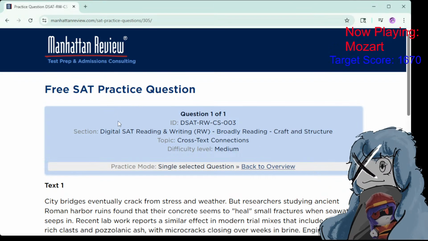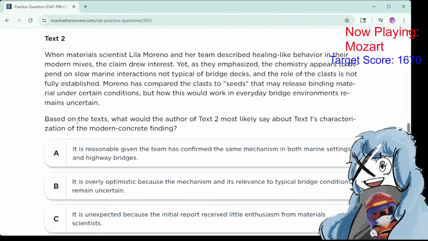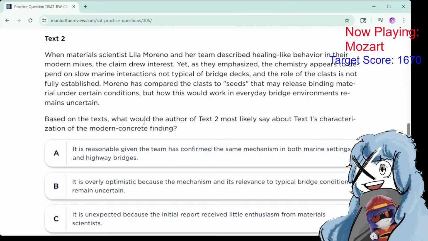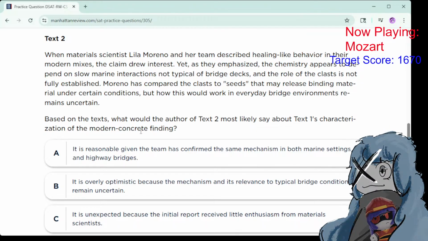This one's medium. The topic is cross-text connections. I'm pretty good at this one, I would say. Based on the text, what will the author of Text 2 most likely say about Text 1's characterization of the modern concrete finding?